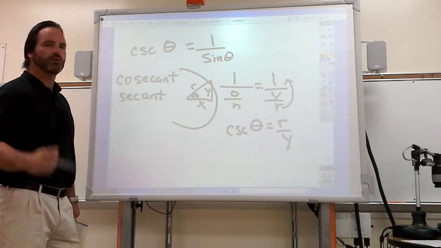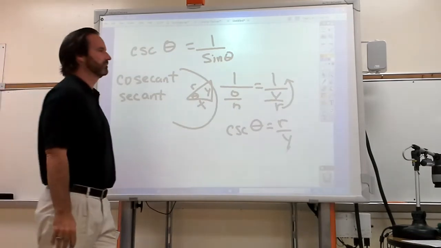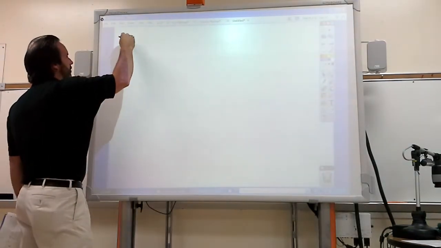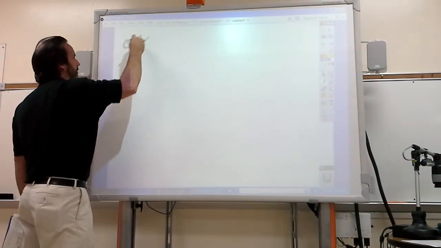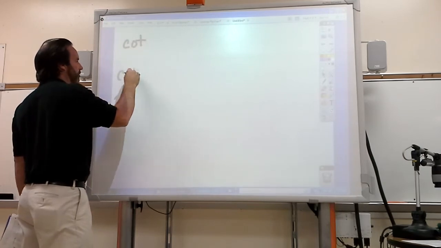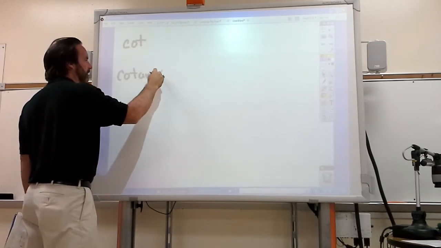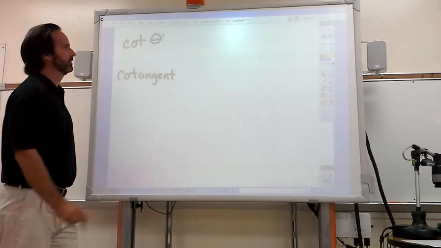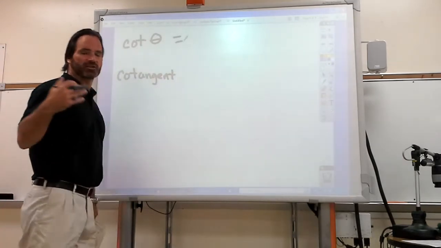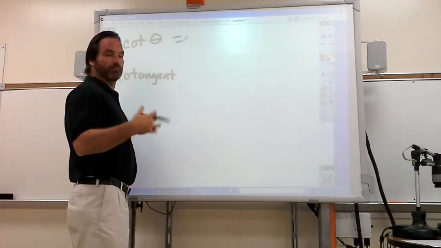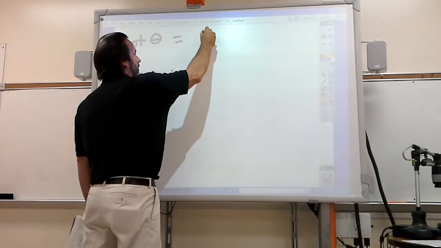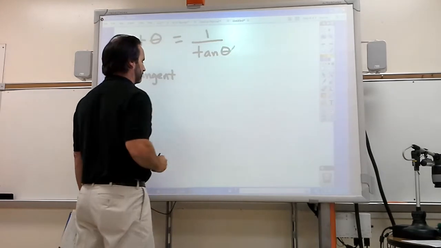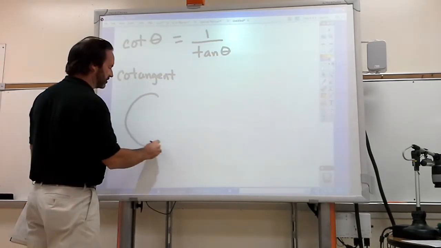Okay? One more. Cotangent, which is short for cotangent. So cotangent of theta is related to, guess what? Tangent. And that's going to be 1 over tangent of theta.